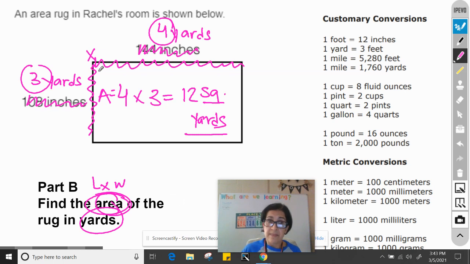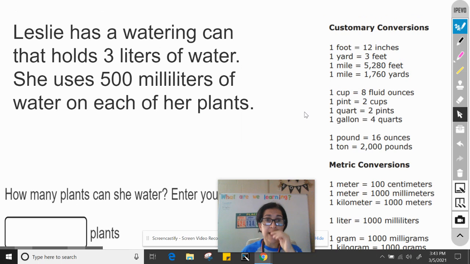Okay, so this part is actually the easiest part of the problem. The hardest one is converting. All you have to understand, you have to do it twice. You have to go from inches to feet and then feet to yards. 2 steps. Okay.